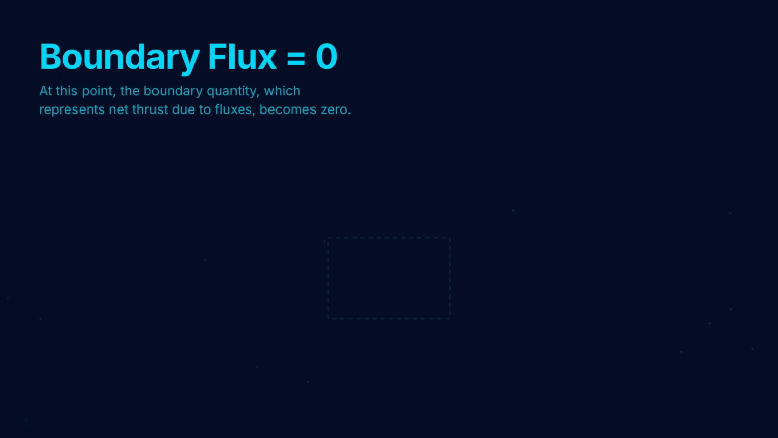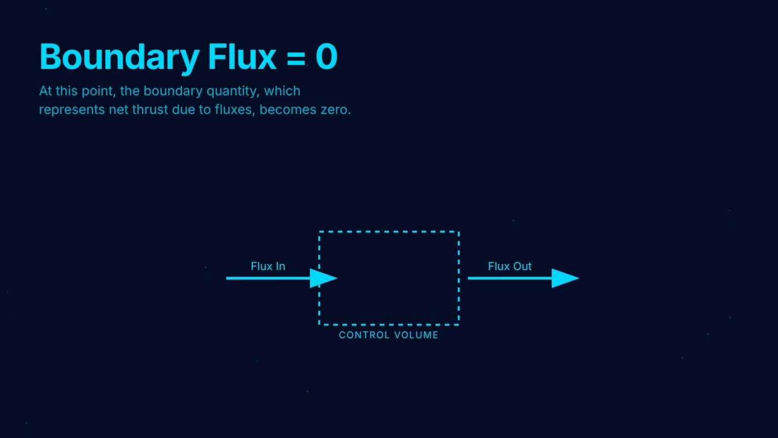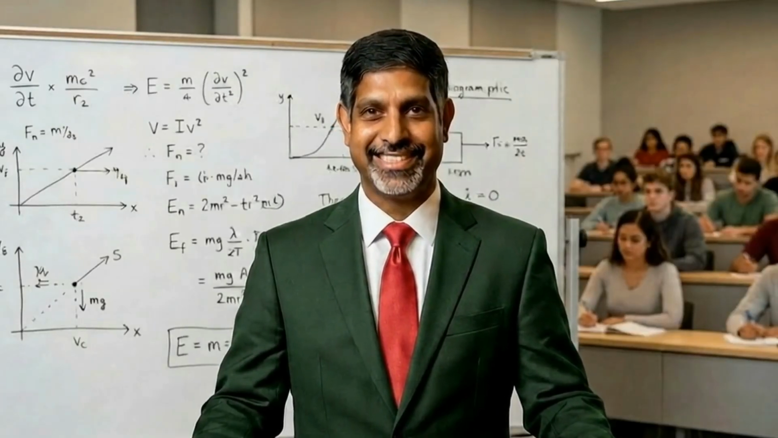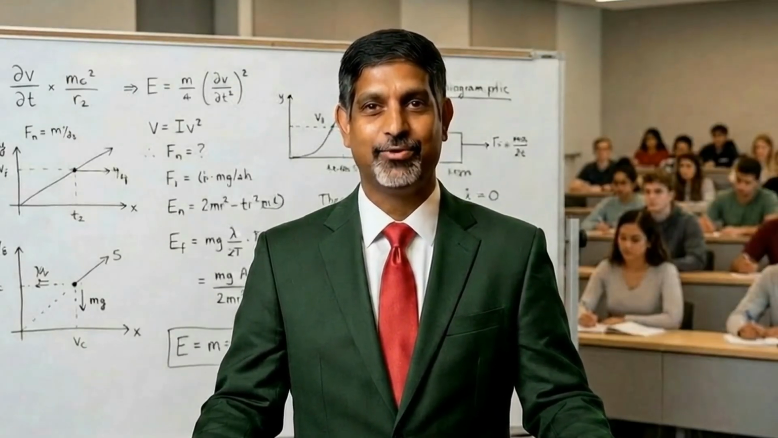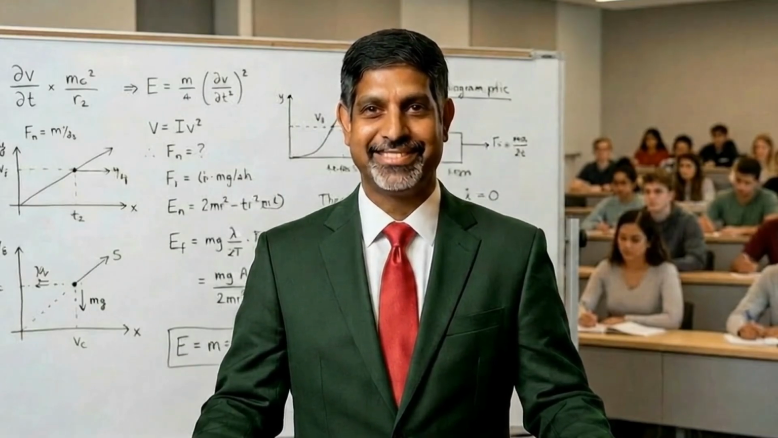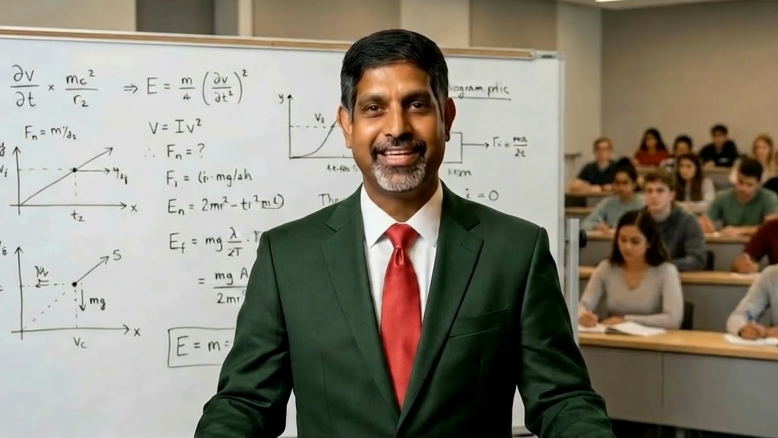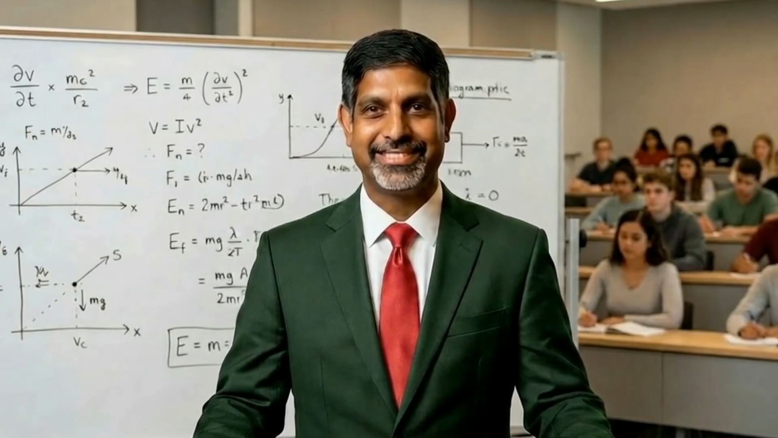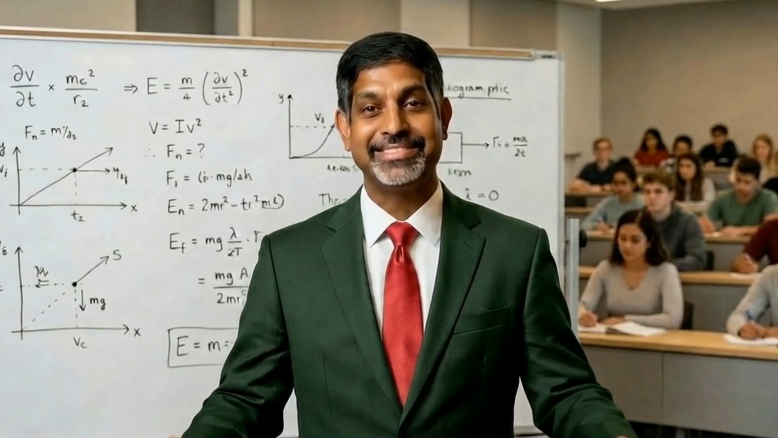At this point, the boundary quantity, which represents net thrust due to fluxes, becomes zero. Consequently, the rate of change of momentum is equal to the sum of the forces within the control volume. The acceleration of the mass, as stated in equation B.23, which refers to Appendix B equation 23 in my book, matches this sum of forces. Therefore, equation B.26 represents the generalized conservation of momentum equation.